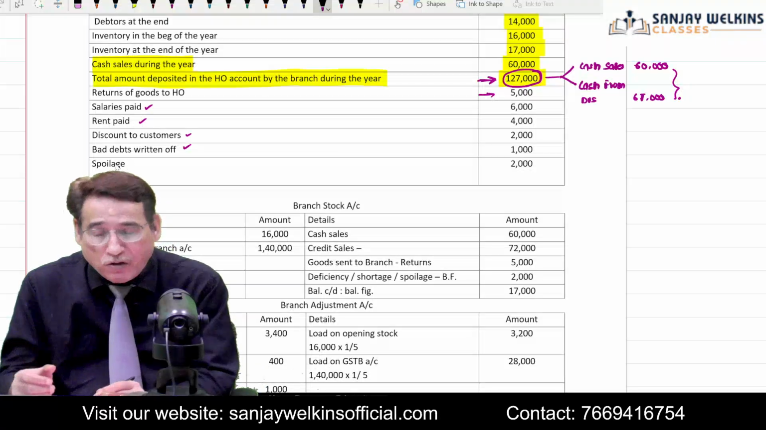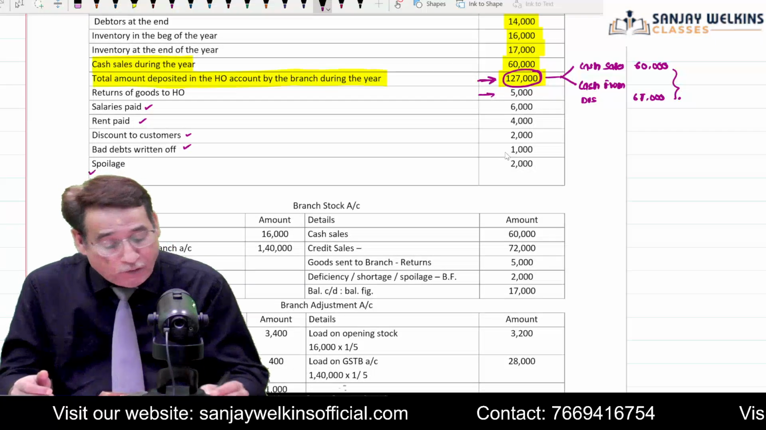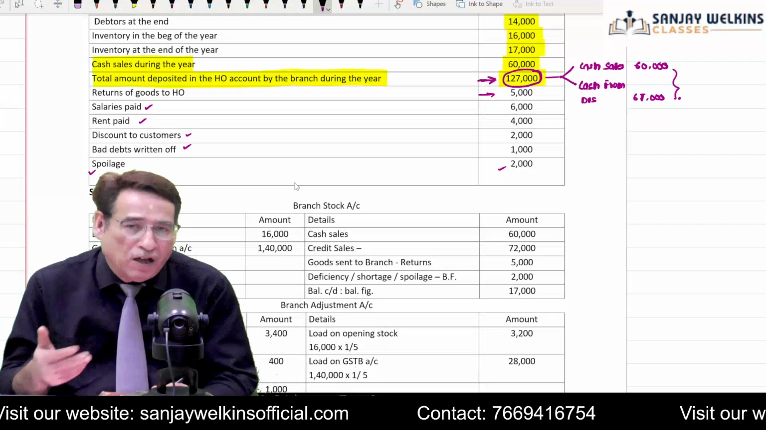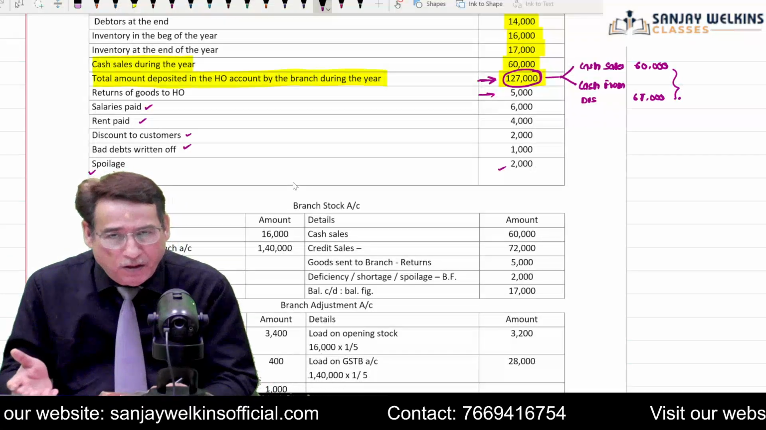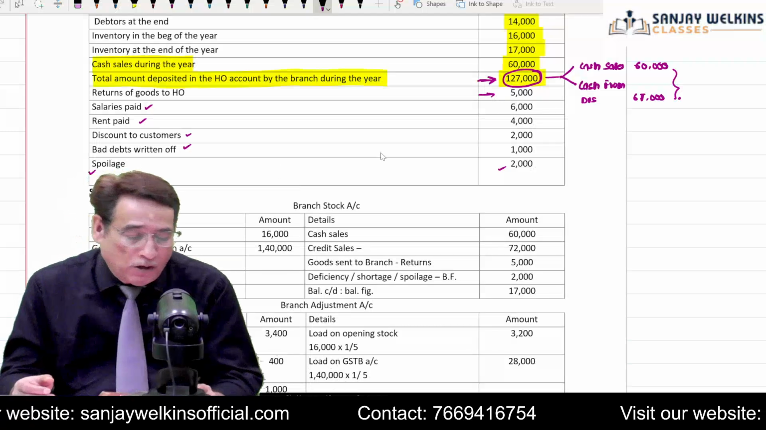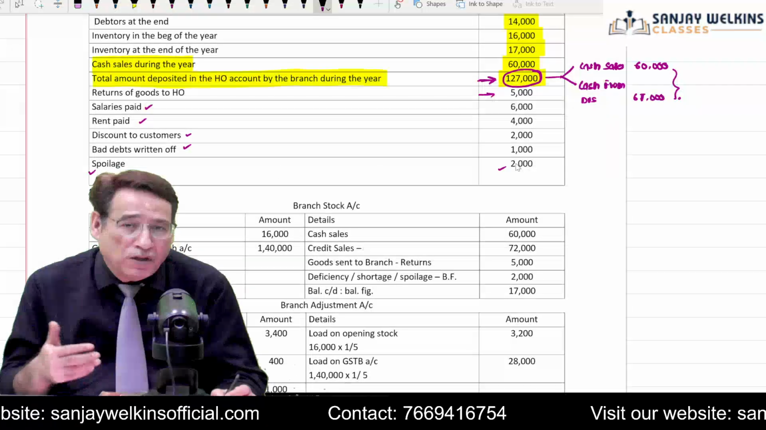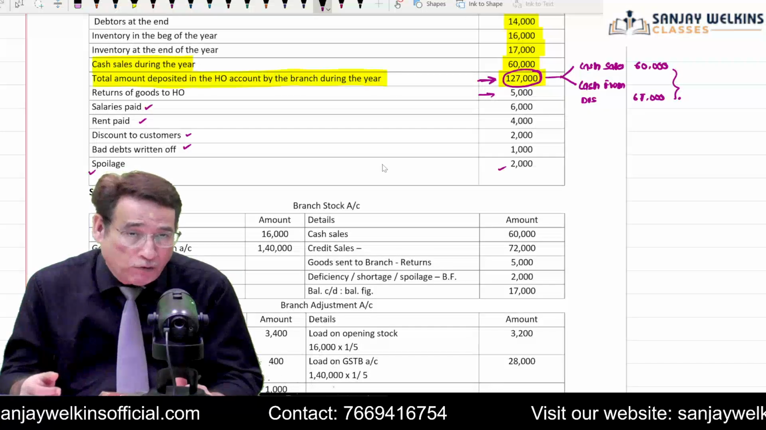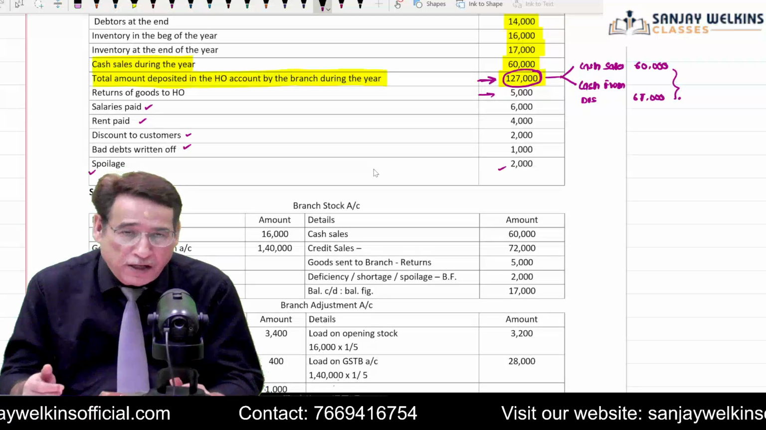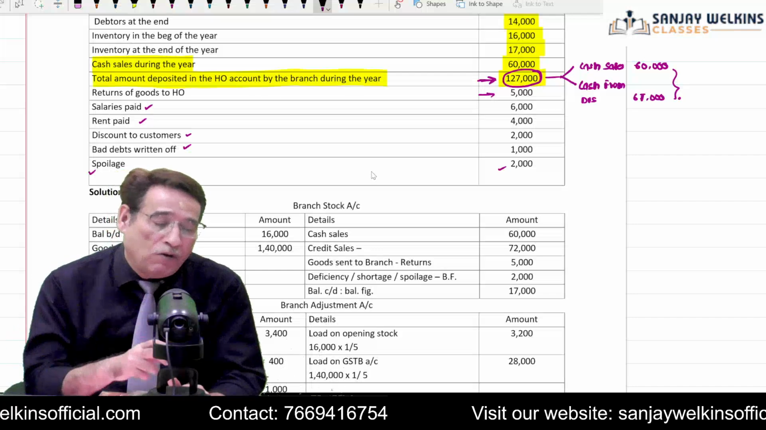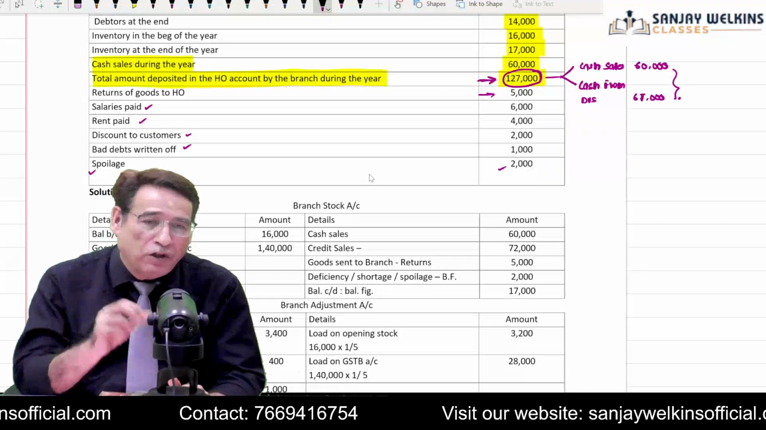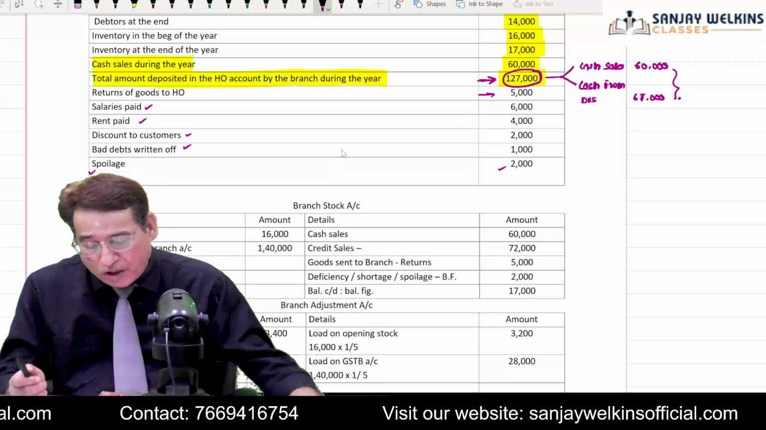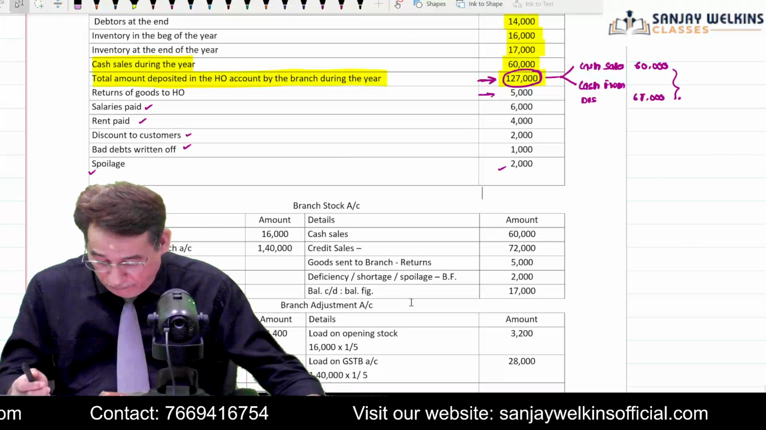Now in this question we are being given spoilage. Spoilage again is a sort of abnormal loss; you can consider it that way. Spoilage means some goods have been spoiled, so it is nothing but what we call abnormal loss. So you are going to put it on the credit side of the branch stock account, and then you are going to take the loading portion and the cost portion, and accordingly do the treatment. So just for your sake, I will do this question.